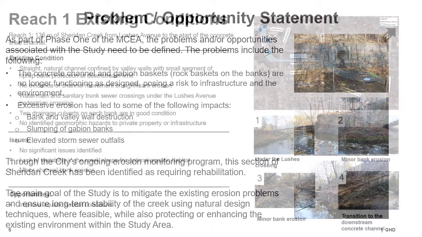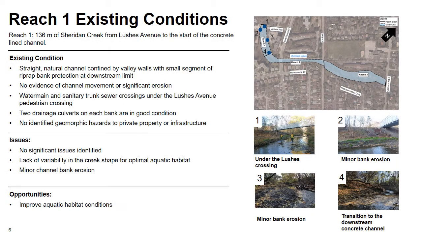The section of Sheridan Creek under study has been subdivided into 3 sections, or what are called reaches, based on their similar characteristics. Starting with Reach 1, the existing conditions of each reach are described.